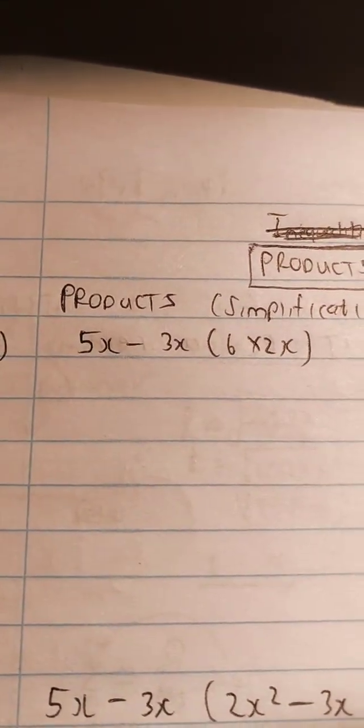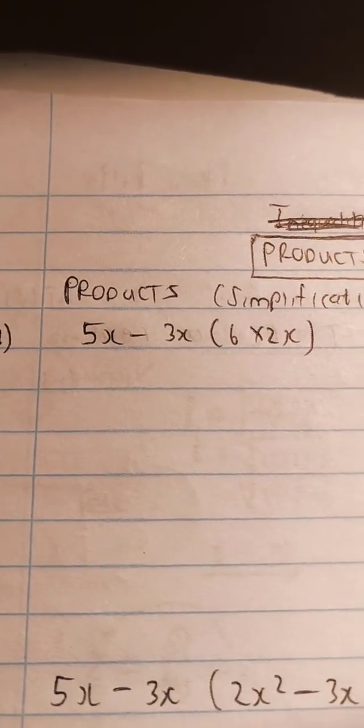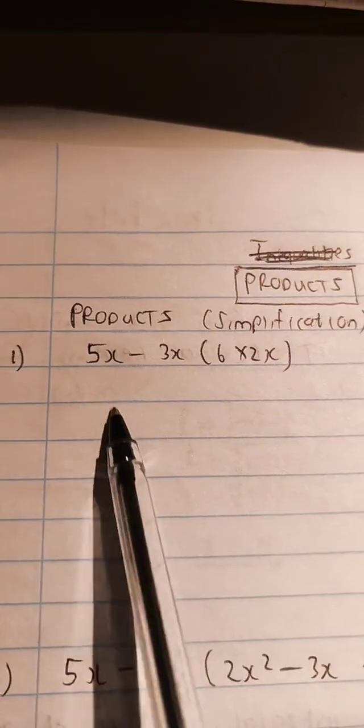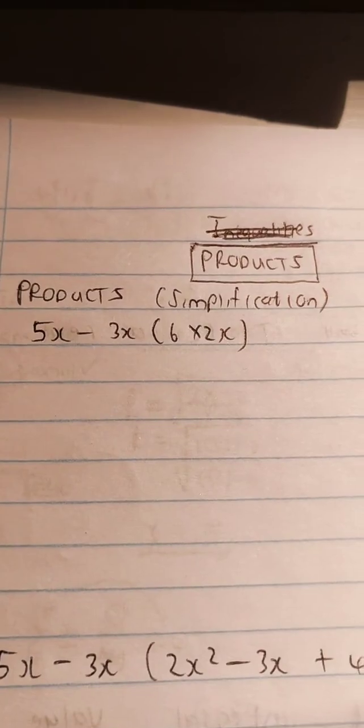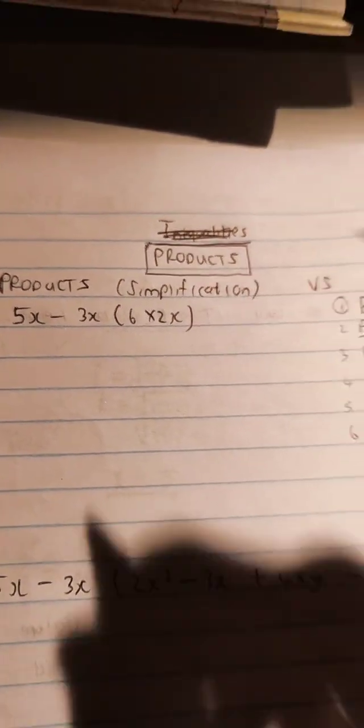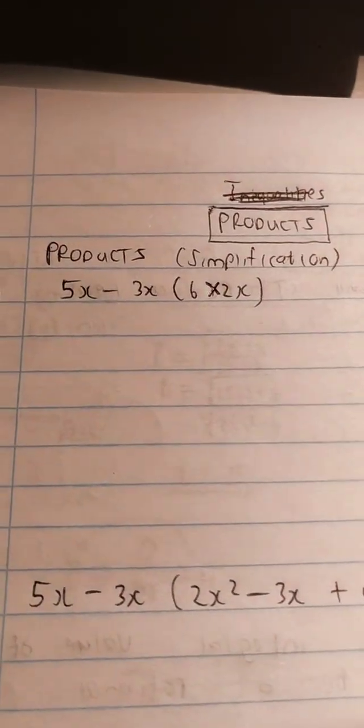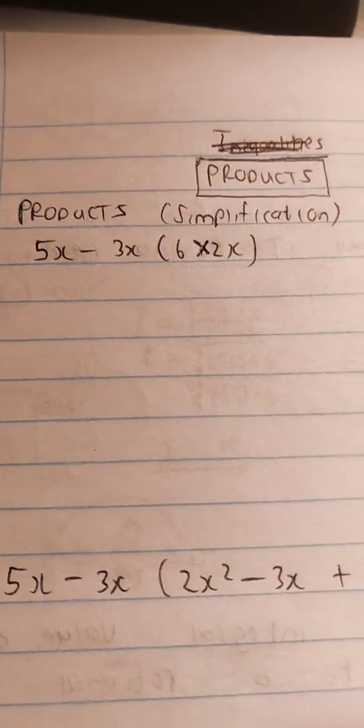So in your head, what's happening? BODMAS is floating in your head. You need to simplify 5x minus 3x into 6 times 2x. So this is x. This is a multiplication sign, all right? That's not x, and then that's 2, that's x. Okay, so I'm very interested.